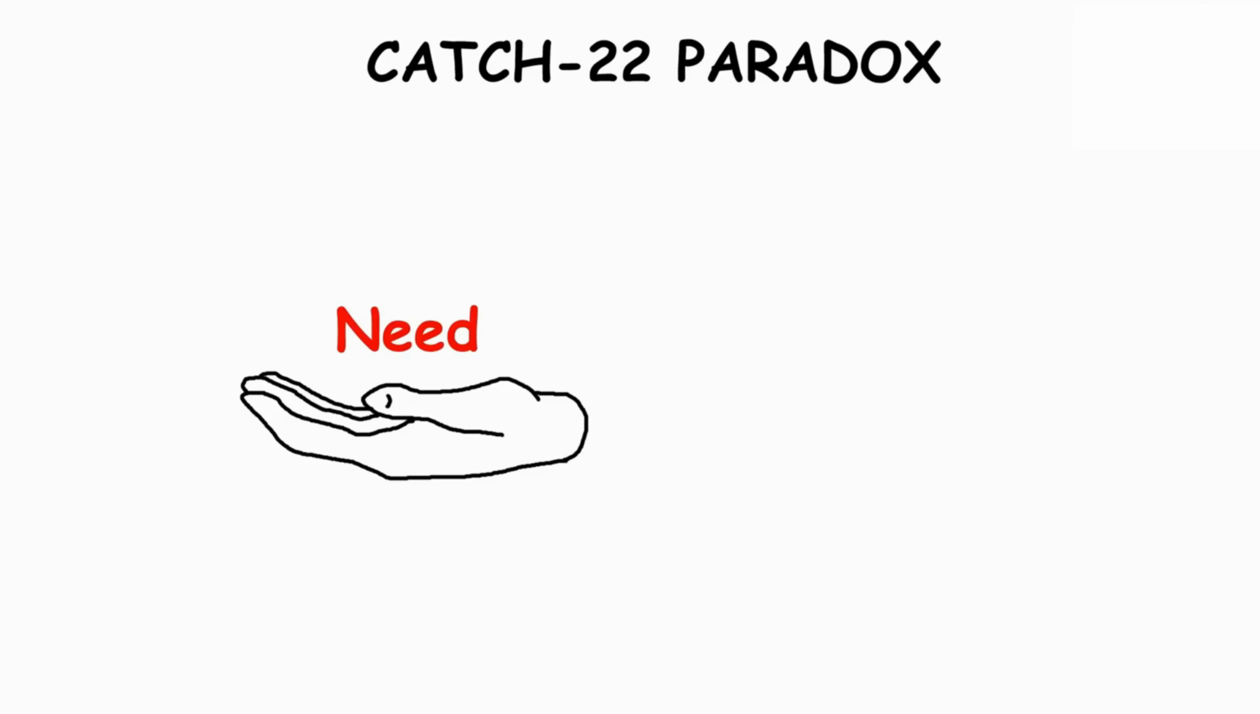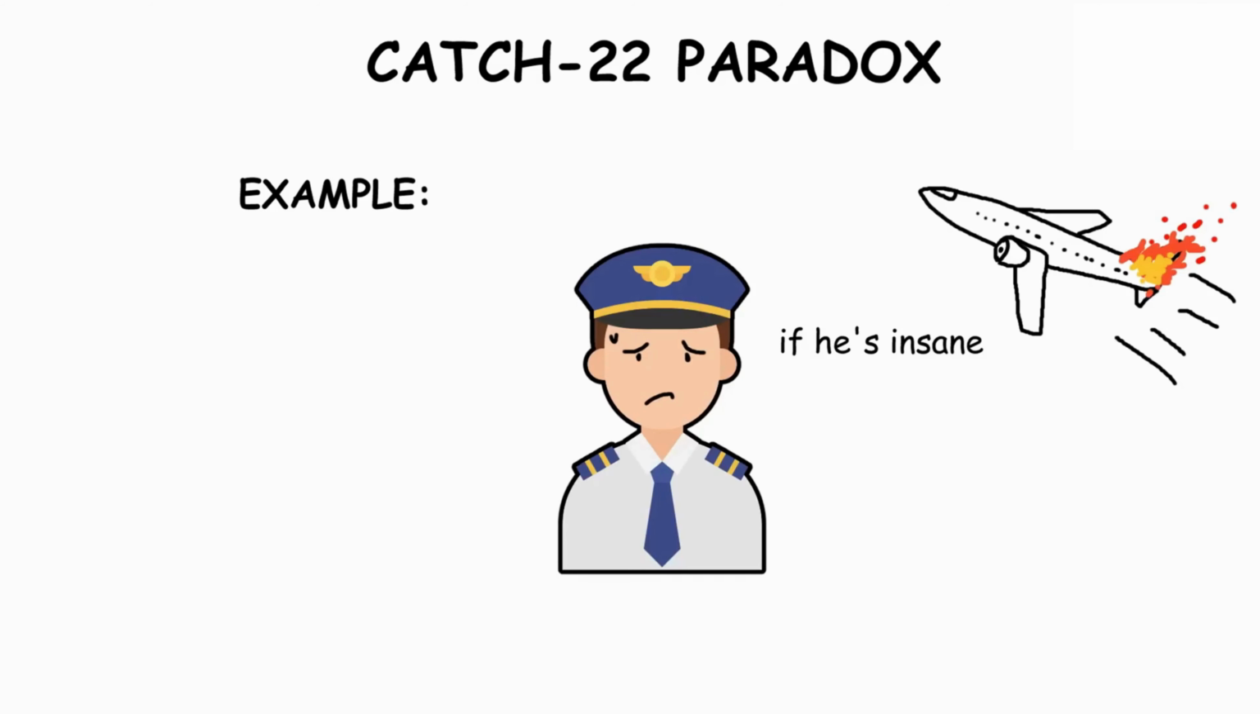Catch-22 paradox. Needing something you can only have if you don't need it. For example, a pilot can avoid dangerous flights if he's insane, but asking not to fly shows he's sane.